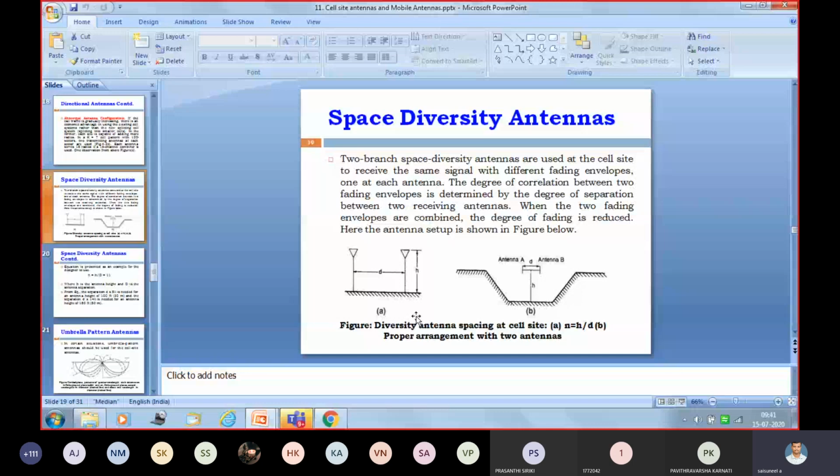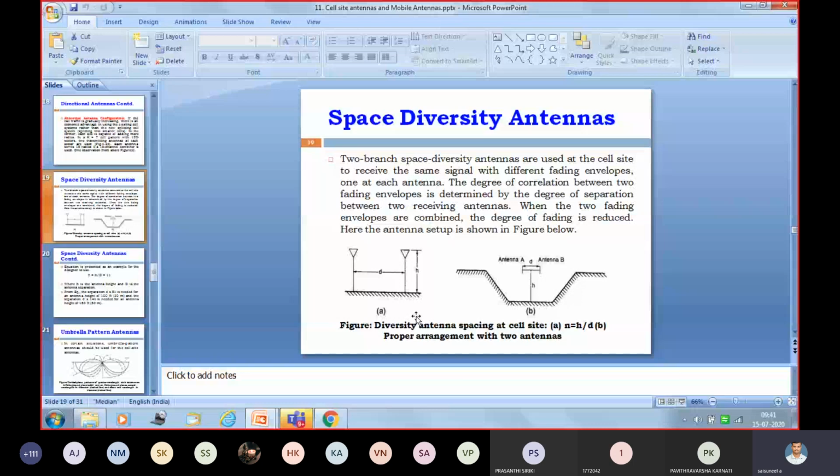I think you know the topic you have studied, the correlation topic. Here, correlation is nothing but whether it is equal or not. That is how correlation can be done. Here the relation of the distance between two receiving antennas D and the height H is eta equal to H by D. We must satisfy this condition for fixing space diversity antennas.